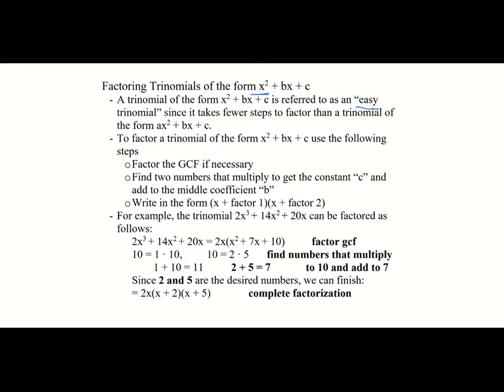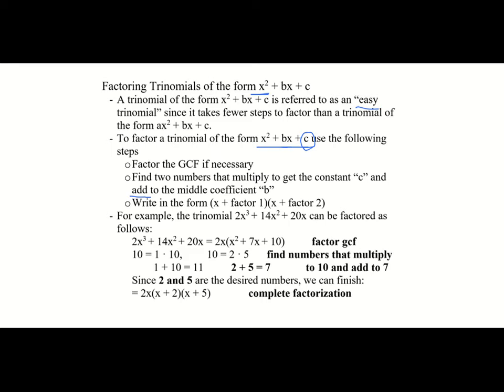And what we want to do is, remember, your trinomial is in the form of x squared plus bx plus c. Well, what you are going to do is look at your c term, your constant term, and figure out what two numbers, what factors, you can multiply to get c, but that will also add to give you that middle coefficient of b.